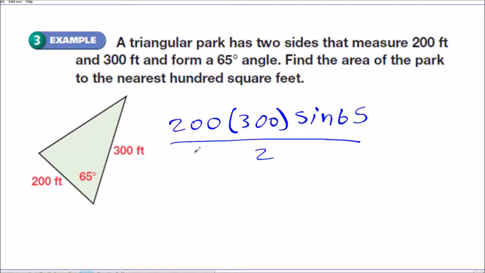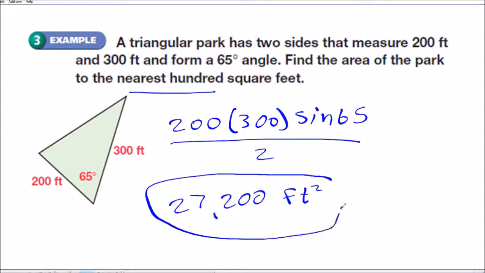And I get, and they said to the nearest 100 square feet, so let's round it to the nearest 100. I get 27,200 square feet. Now, in class, when I've used this example, people say, no, that's ridiculous. Those numbers are way too big. That's 200 and that's 300 and that's 27,000? You've got to be kidding me. But you've got to remember what this is saying.